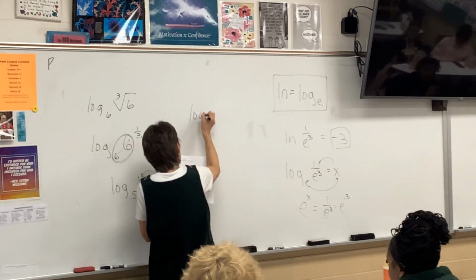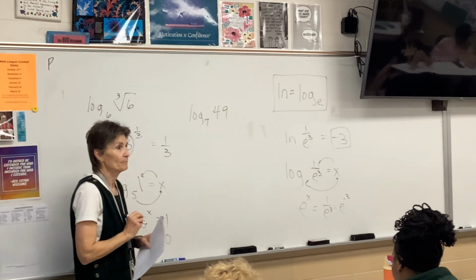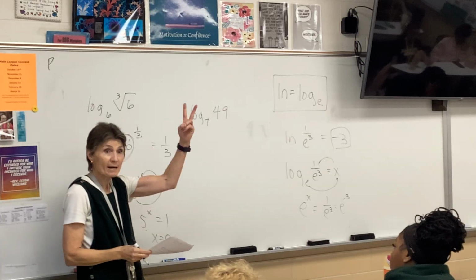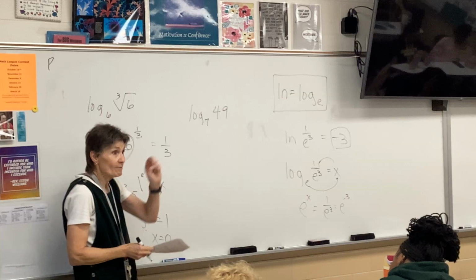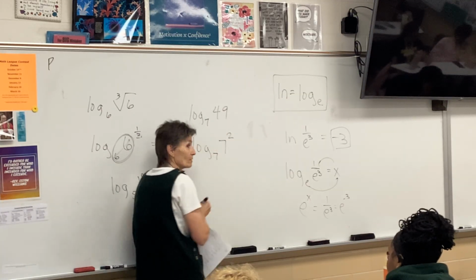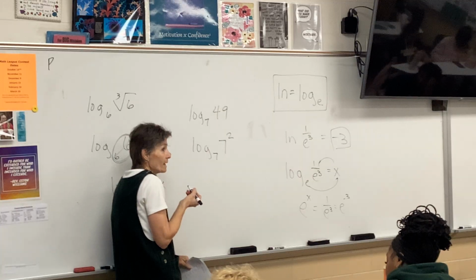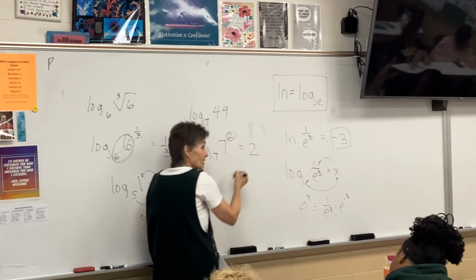Does anybody have an idea what the answer to problem 9 is? 2. Yes, 2. Why is it 2? 7 squared. So one option is you can think of this as 7 squared. That's what 49 is. And the log base 7 of 7 squared is 2.